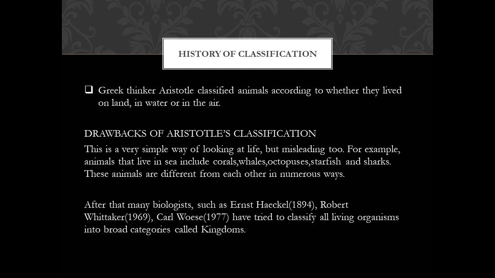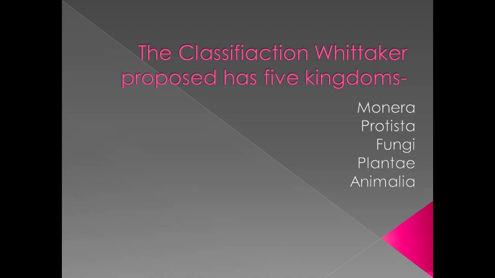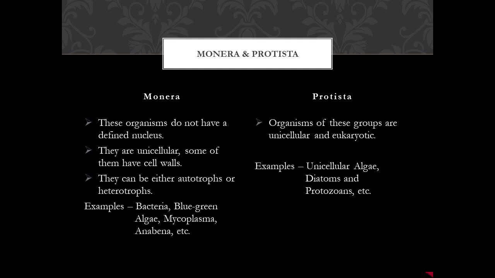We therefore need to decide which characteristics to be used as the basis for making the broadest divisions. Also, biologists such as Ernest Haeckel, Robert Whittaker and Carl Woese have tried to classify all living organisms into broad categories called kingdoms. The classification Whittaker proposed has 5 kingdoms: Monera, Protista, Fungi, Plantae and Animalia. So let's study about these kingdoms.